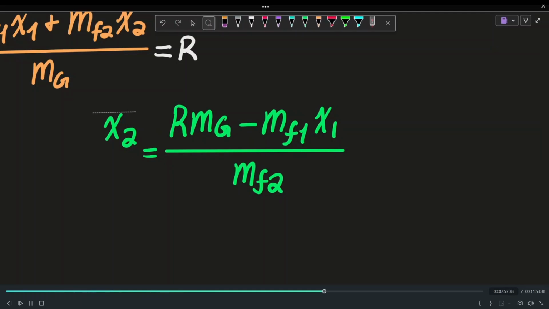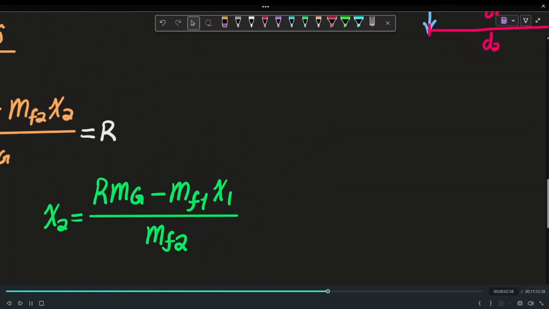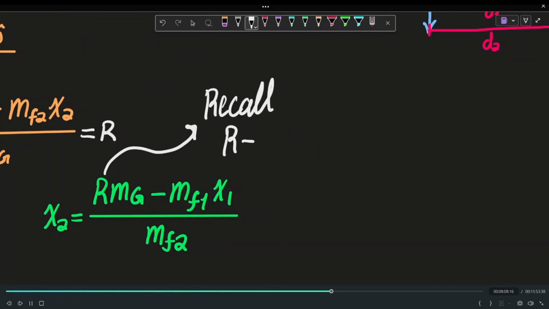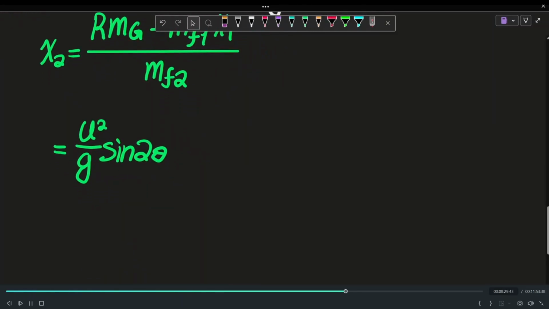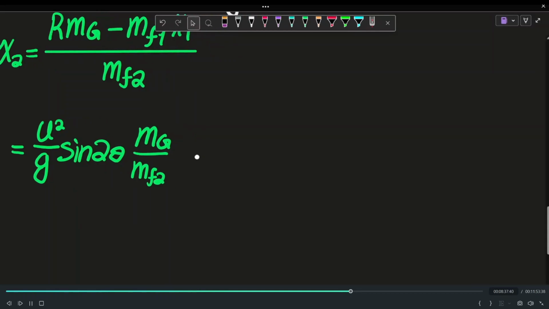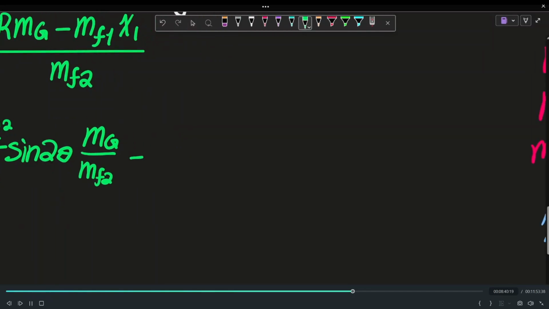Now from here we can further complete this equation by bringing in the range. Recall that range is equal to initial velocity squared over g times sine 2 theta. And we actually have all of that. We're going to break the fraction just for the sake of looks. Then this would be m grenade over the fragment 2 mass, and then minus fragment 1 mass over fragment 2 mass times position 1.